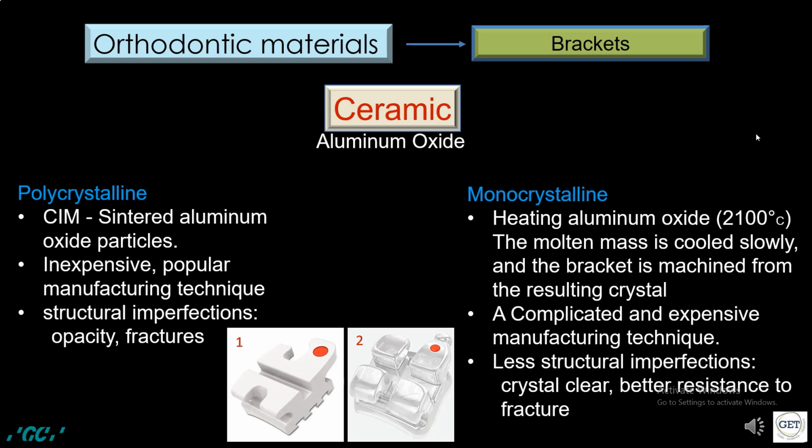Ceramic brackets are widely used in orthodontics, providing better aesthetics. The ceramic brackets are made from aluminum oxide. There are two types of ceramic brackets, the monocrystalline and the polycrystalline.